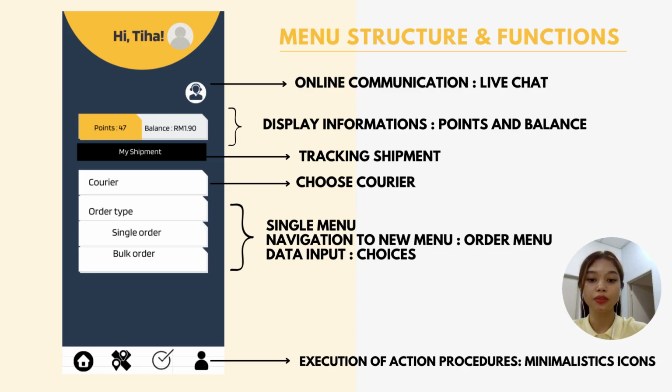Alright, menus are the main form of system navigation. We need to design them properly to help users build a mental model of the system. Our menu structure is a single menu. It navigates to the new menu and the user has choices to input the data. So, as you can see, we have display information that displays points and balance. We have tracking shipment, where users can track their parcels at this column. Then we move to choose courier, where users can choose their preferred courier.